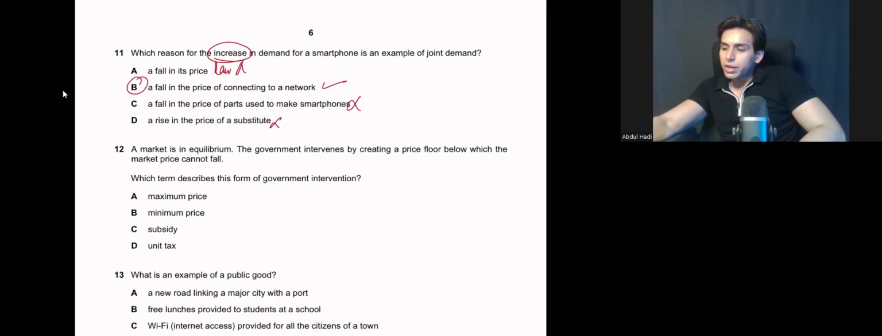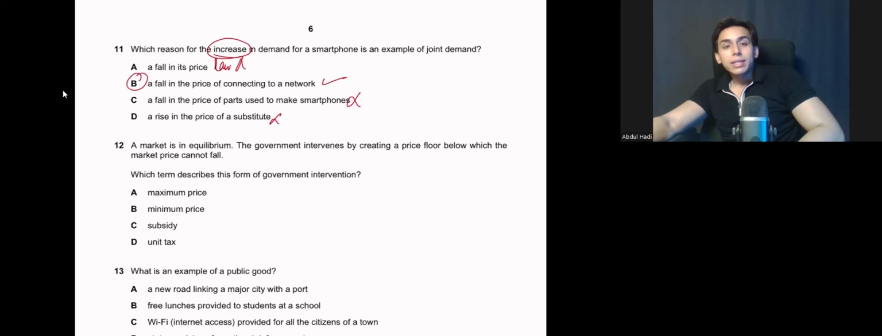A market is in equilibrium. The government intervenes by creating a price floor below which the market price cannot fall. Which term describes this form of government intervention? I told you that maximum price is known as price ceiling, and minimum price is known as price flooring. It is the second name of minimum price. So the answer is B.